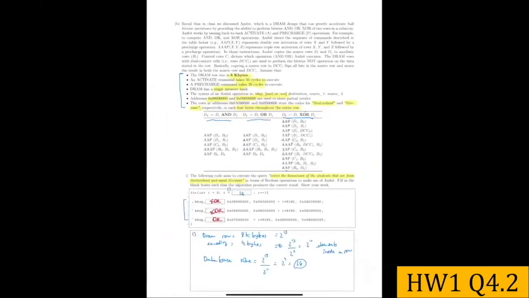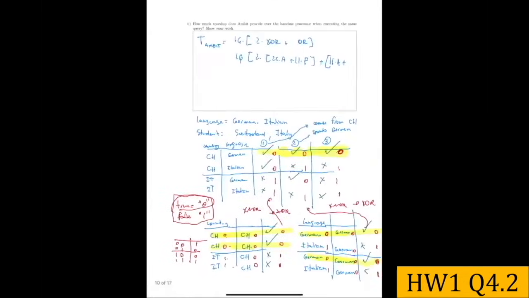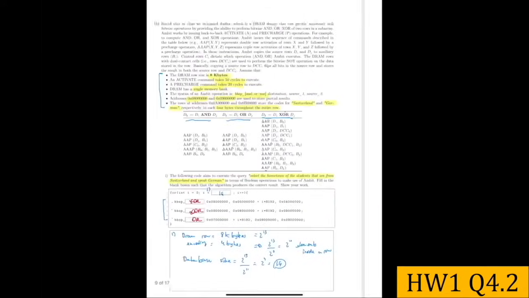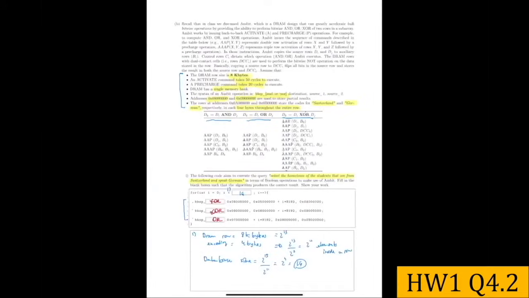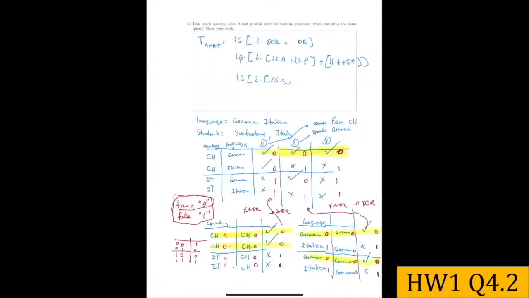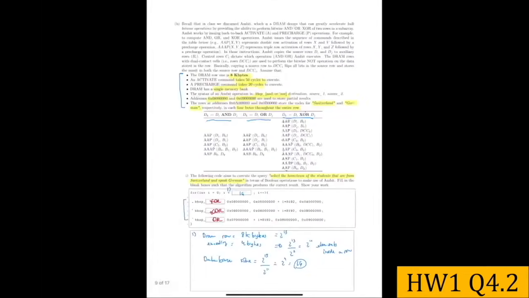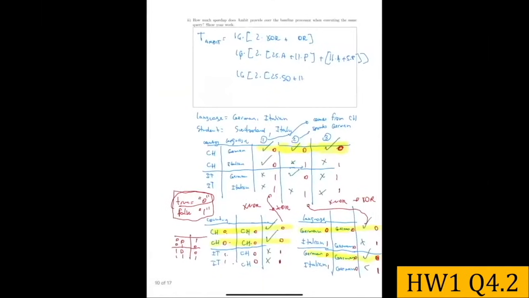5 APs. So the time is going to be 16 times 2 times 25. The time for an AAP is equal to 50 cycles, plus the time of an AP is 20 cycles, plus 50 times 11 plus 5 times 20.